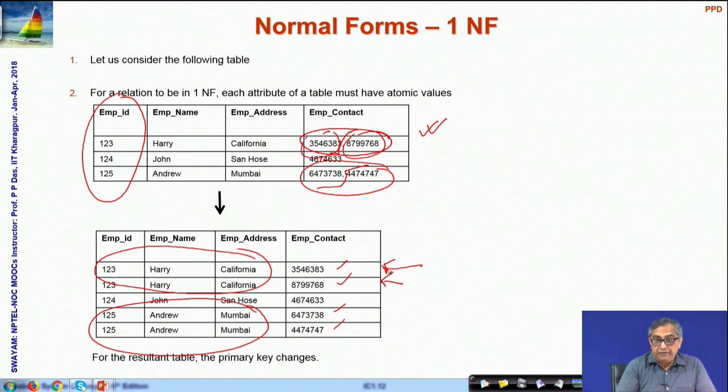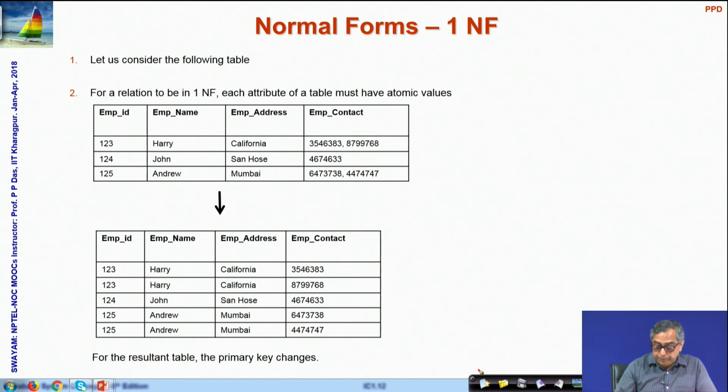So, identify every row. So, the primary key has to change. We have to decide based on the real world situation whether it will be employee ID plus employee name, or employee ID plus employee contact, or something else. But whenever such 1NF normalization happens, there will be an impact on the primary key of the relation, and we will have to take a relook at that.